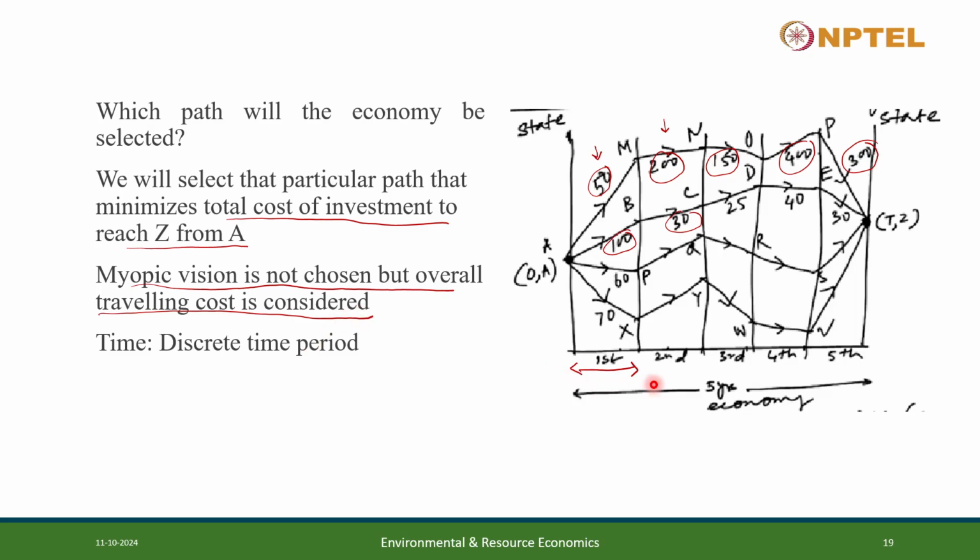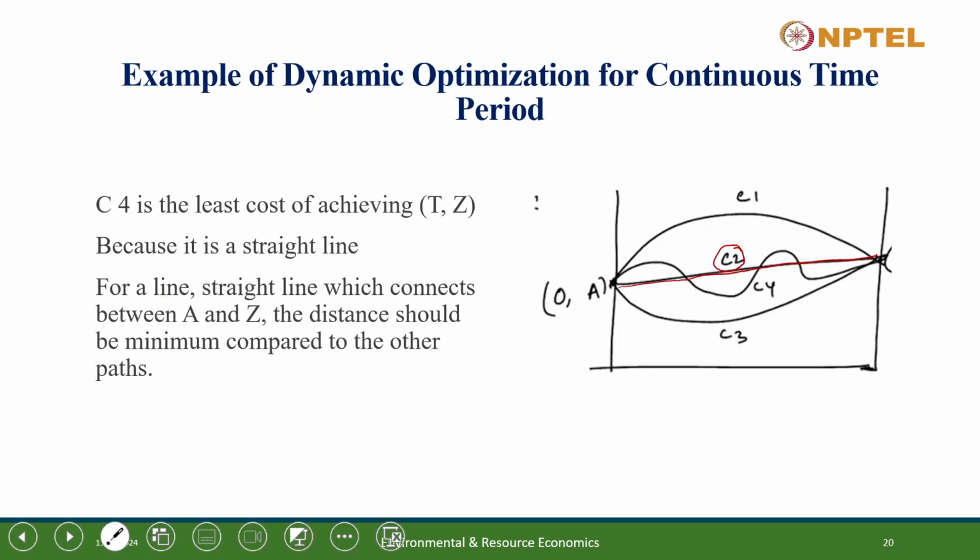The time we have considered over here is a discrete time period, from time equals 1 to time equals 5. Similarly, we can generalize for the continuous time period, from 0, A to 0, Z, my final state. So these are the pathways C1, C2, C3, and C4. The minimum travel distance will be in the case of C2, right? So this will be my least cost way to go from 0, A to the final economy. So I will choose C2.